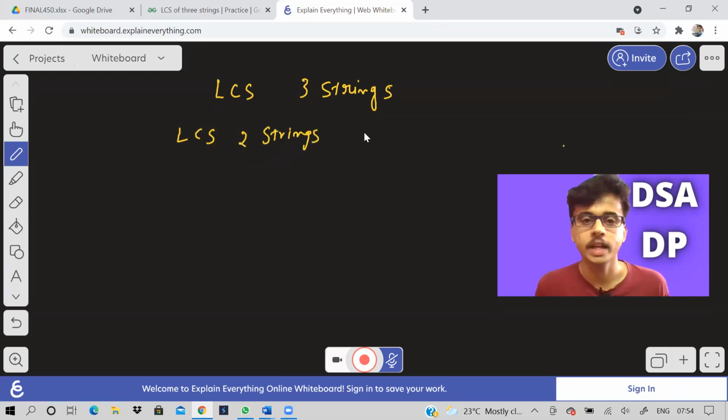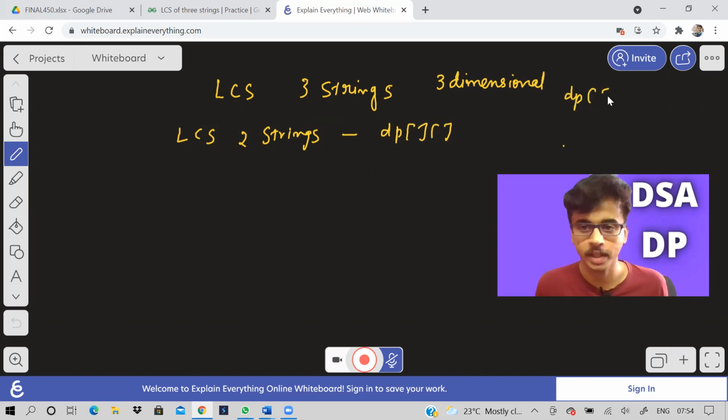Okay. See over here, I can't draw the DP table because it will be a three-dimensional DP. Because three strings are there, it will be three-dimensional DP. Over here, because of two strings, it was DP of two dimension. Here it will be DP of three dimension because there are three strings. Okay. So how is our code going to change now?